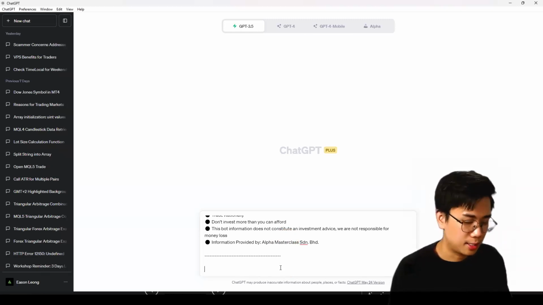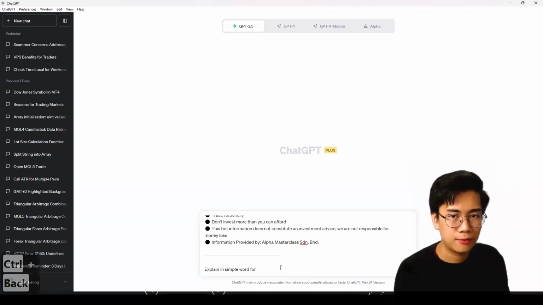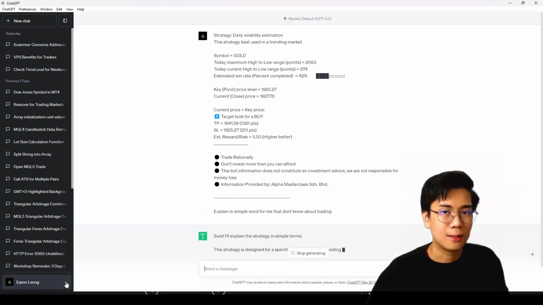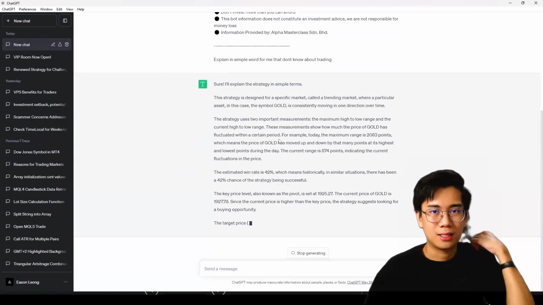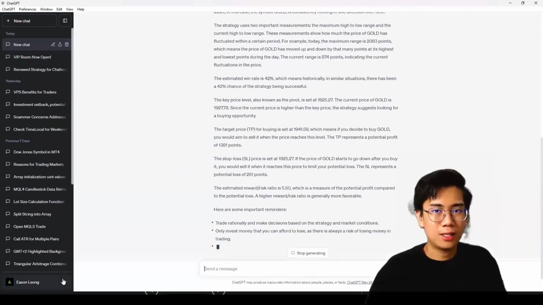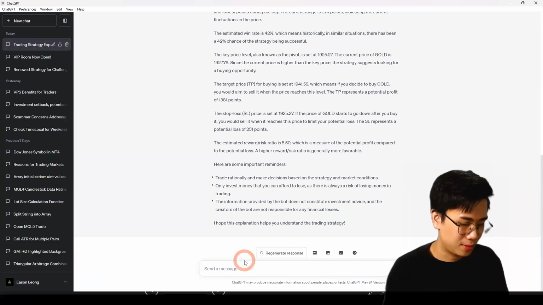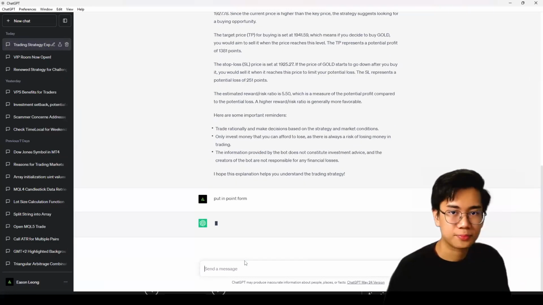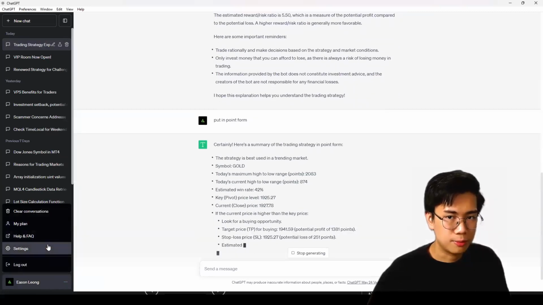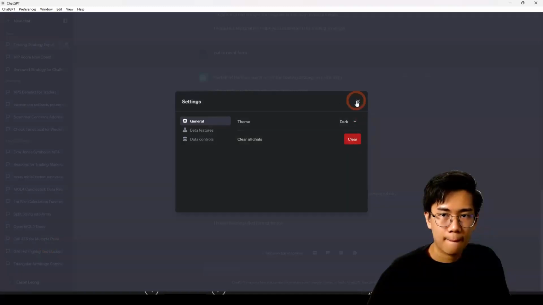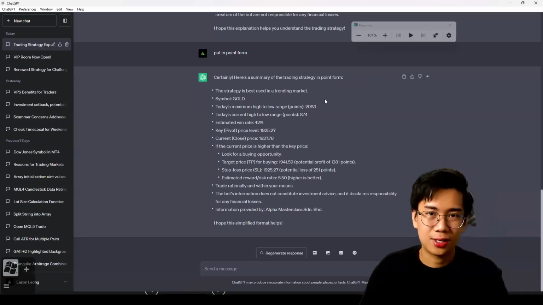I said, explain in simple words for people like me who do not know about trading. Now the thing is that ChatGPT will not give any advice related to financial markets. But if you give a proper prompt like what I'm doing here, then you can get all this information. It is all good, but I would prefer to have it in point form. Let me change the background to black. Now you can get all the answers here.